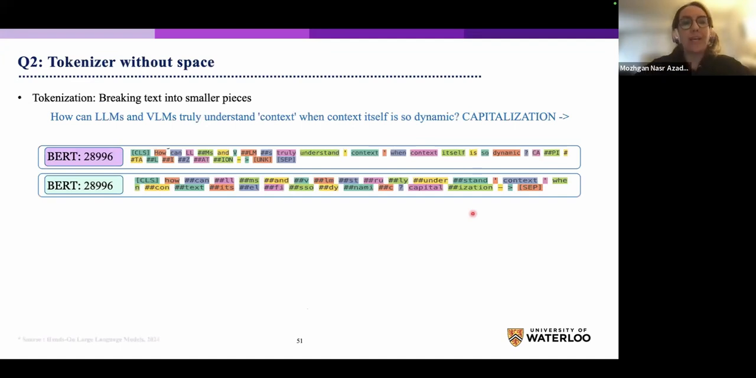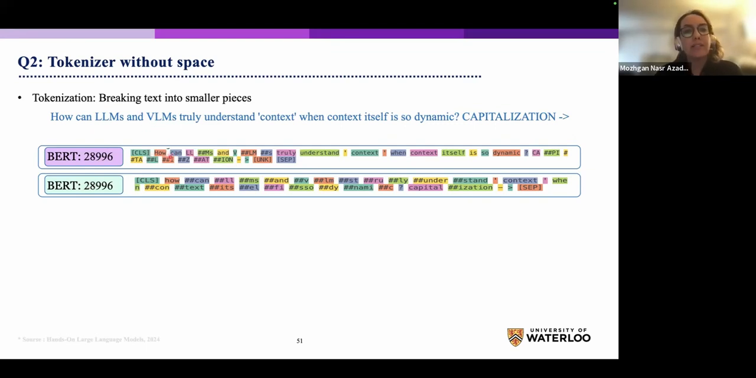I also promised to give this sentence. We already saw this in the last session, but one question asked was, what if we remove all the spaces within the sentence, give it to the tokenizer, and see what happens? So here, the bottom ones are the same sentence but without any spaces.